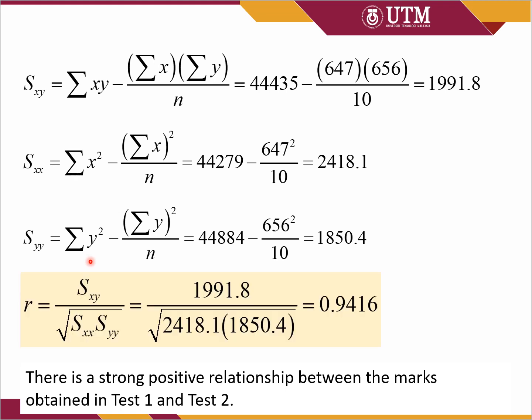And from these values, we can obtain the coefficient, which is equal to 0.9416. So here the value is positive and the value is between 0.8 to 1. So there is a strong positive relationship between the marks obtained in test 1 and test 2.